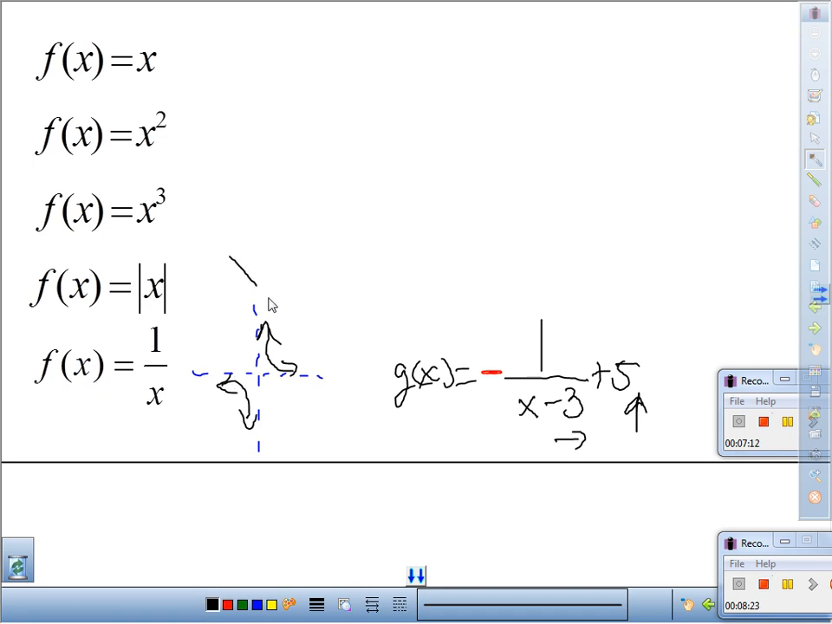It looked like a what? A V. There's the absolute value. And once again, I give you a transformation such as g of x equals absolute value of x plus 4 minus 2. Tell your neighbor what's going to happen to the entire V according to that transformation. All right, good. Roberto, what's it going to do?